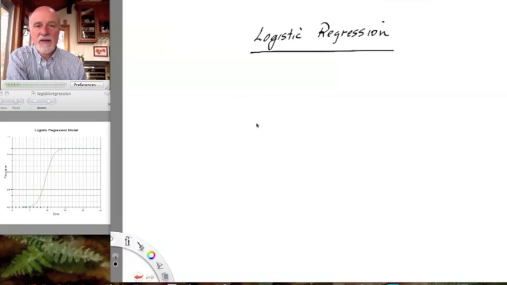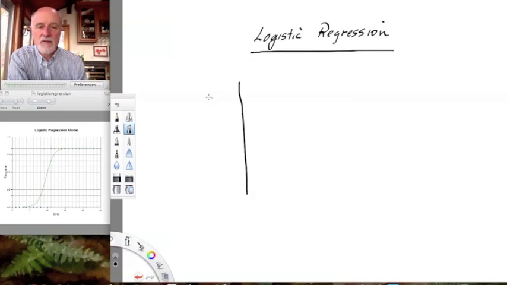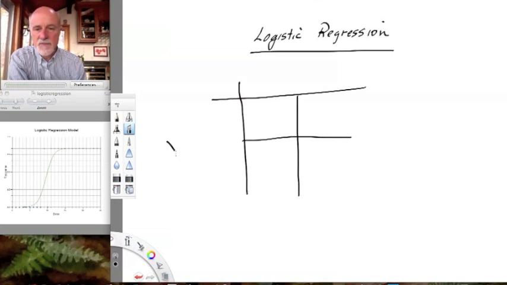New topic today, logistic regression. So in our big bestiary of analyses, remember we outlined it kind of like this. We have nominal and continuous x and y variables. And we started out, of course, with ANOVA.